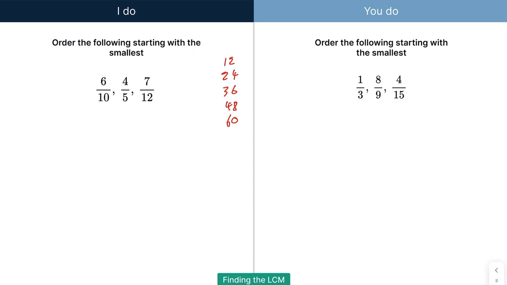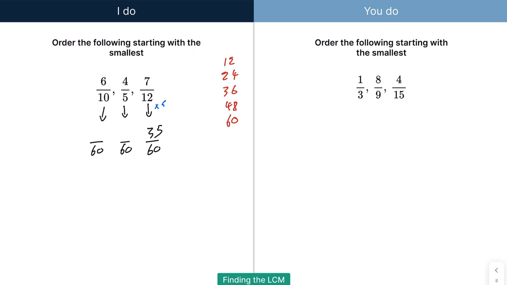Okay, and now if you look at the multiples of 12, are any of these divisible by 5 and 10? Well, I can see straight away that 60 is divisible by 5 and 10. So I know that I need to rewrite all of these fractions as over 60. Okay, so how do I do that with this one here? Now with this one here on the far right, we're just going to times top and bottom by 5. So that gives us 35 there.